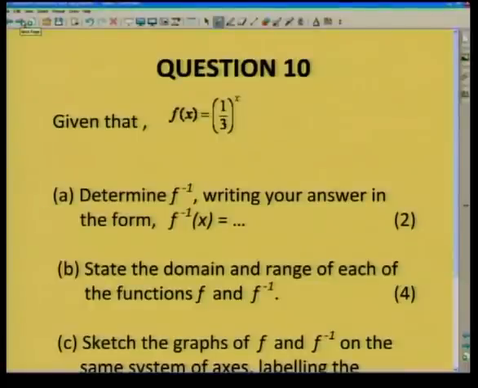The next one says f of x equals (1/3) to the x. Now at this stage I'd like to just stop for a few seconds and do a little bit of recapping on our graphs. We did mention this before, but I just want to make sure it's in place. The first thing we did mention is that if a is greater than 1, the graph is increasing. If a lies from 0 to 1, it's decreasing.